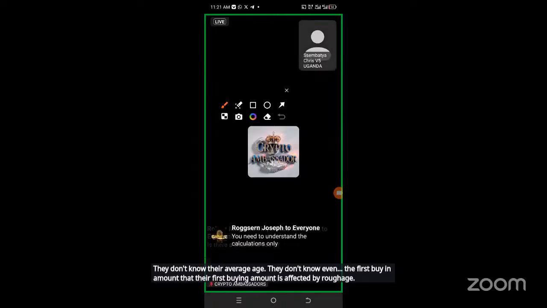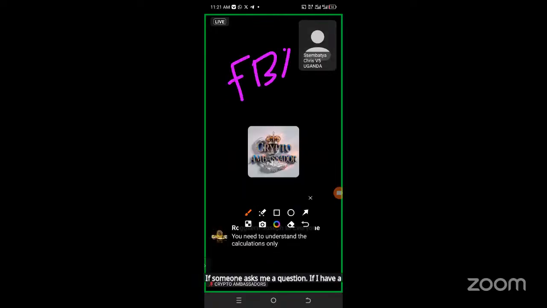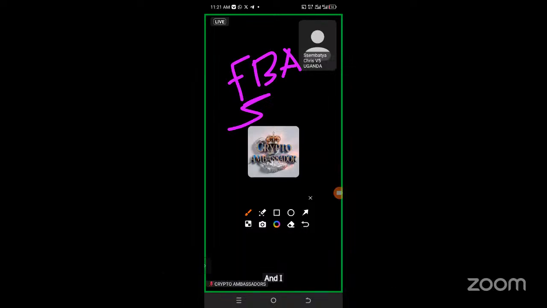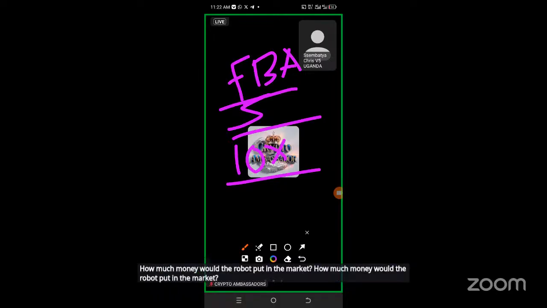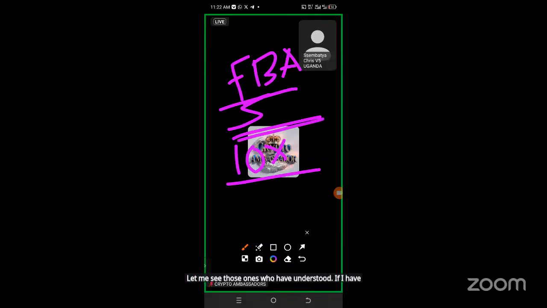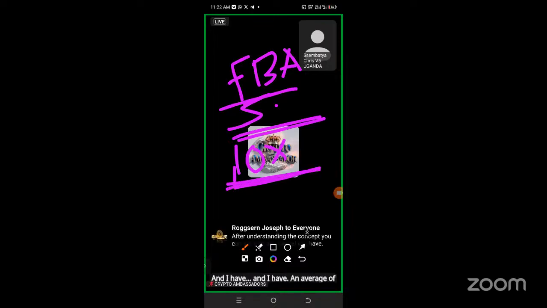If someone asked me a question: if I have a first buy-in amount of $5 and I have an average of 10, how much money will the robot put in the market? Let me see those who have understood. The average is the times my first buy-in amount is going to be multiplied.